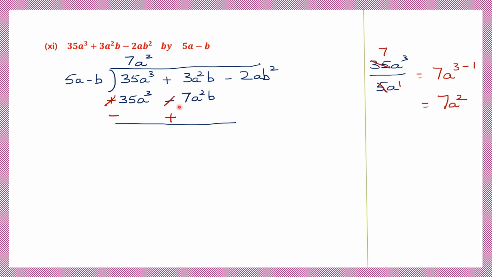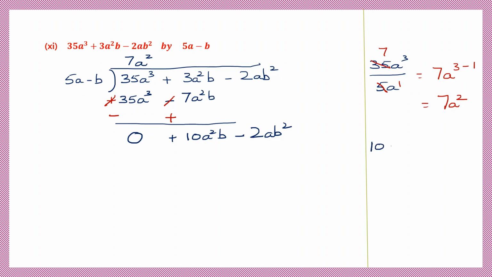So 3 plus 7 because both are plus signs. So plus 3 plus 7 is 10. So 10a square b. Now here we have plus 35a cubed and minus 35a cubed. So plus 35 minus 35 will become 0. Now let's bring down the next term, 2ab square. So again we take the first term of the dividend, first term of the divisor and divide the two.